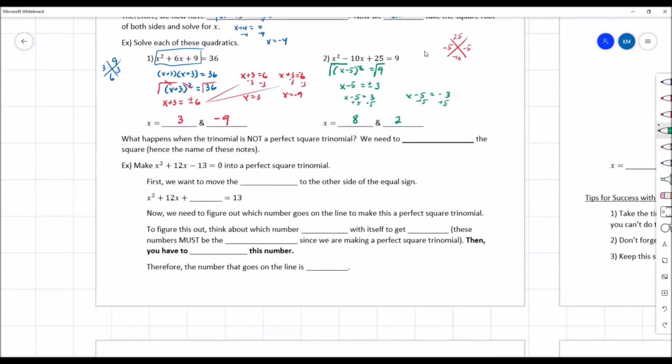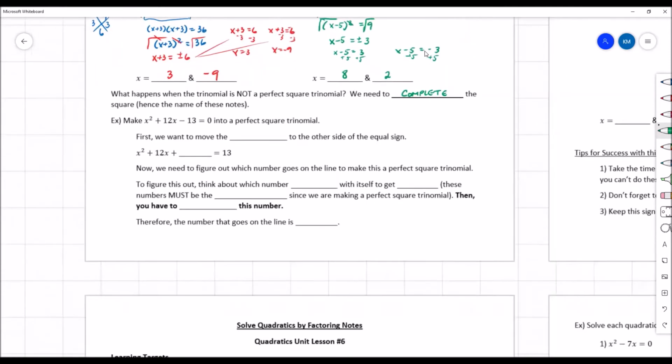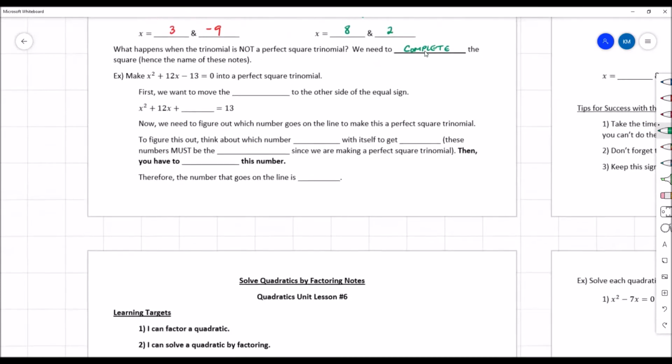All right, what happens when the trinomial is not a perfect square trinomial though? Because these were really nice. These first 3 were perfect square trinomials, and so we can just kind of run into it. But what happens if it's not? We need to complete the square, and that's the name of these notes. Complete the square. Basically, we need to make it a perfect square trinomial. If it's not a perfect square trinomial, we make it a perfect square trinomial. And this is how we do it.